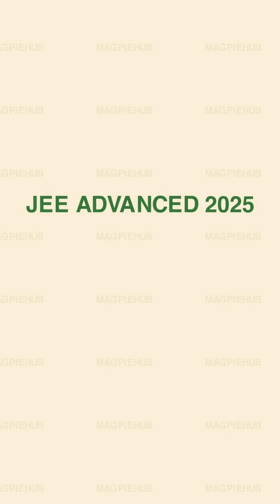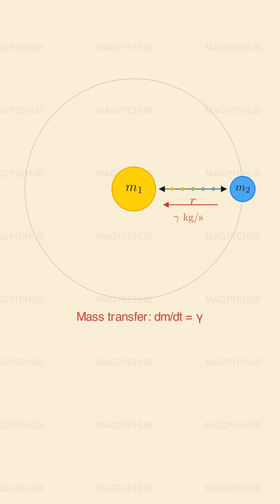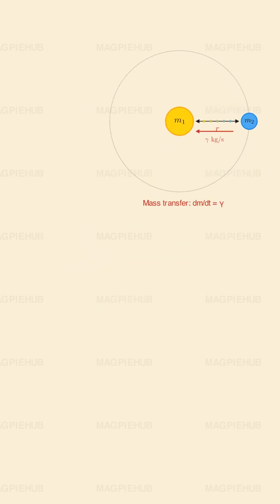JEE Advanced 2025, Paper 2, Physics, Question 4. Let us first visualize the system. We have a heavier star of mass m1 and a lighter star of mass m2 revolving around it in a circular orbit. Mass is being transferred from the lighter star to the heavier one. Let me keep this diagram in the corner for reference as we go through the problem.